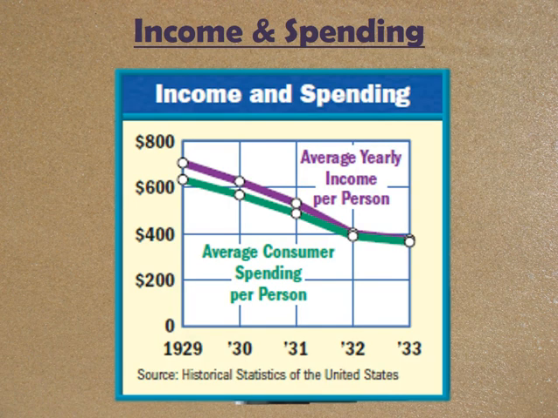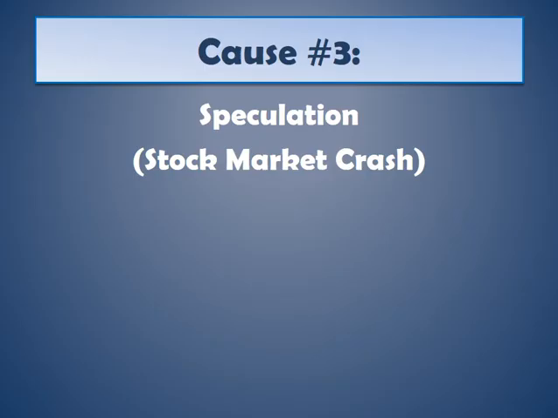The average yearly income per person from 1929 to 1933 will go down significantly, will almost drop in half, as will the average amount of consumer spending. As people have less money, they spend less money, and if they spend less money, that means more and more people are going to be out of a job.